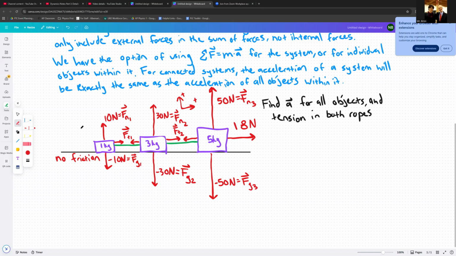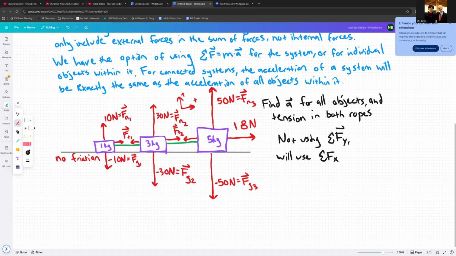So what we can do is we have options. We could do a sum of forces, and as we mentioned, we'll add this into our little problem summary here. We're not really using a sum of forces in the y direction. We're not interested in that. What we are interested in is the sum of forces in the x direction.